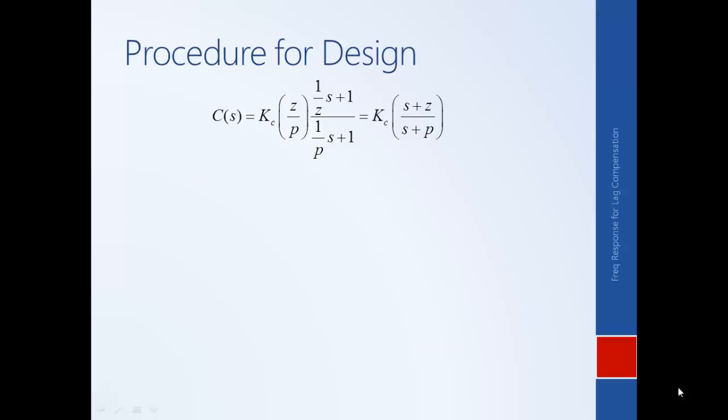At this point, we'll now quickly go through the procedure for designing a lag compensator using frequency response methods. The procedure might not be totally clear at this point, but we'll go into more detail as we do an example. So the first step is to set K to achieve the desired steady state error. So we're going to go ahead and define K to be equal to this quantity.